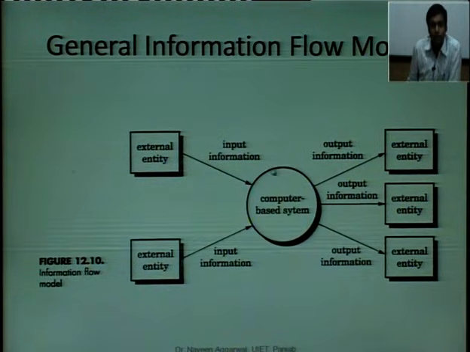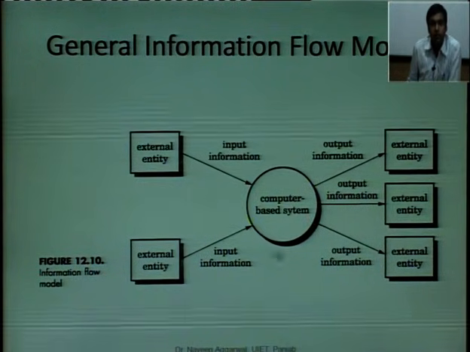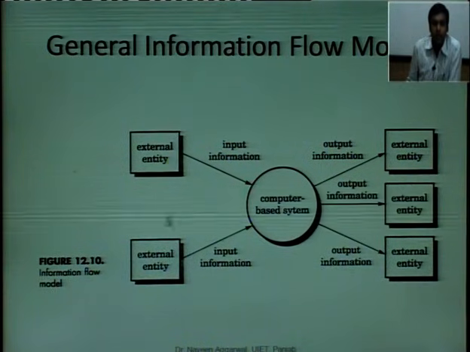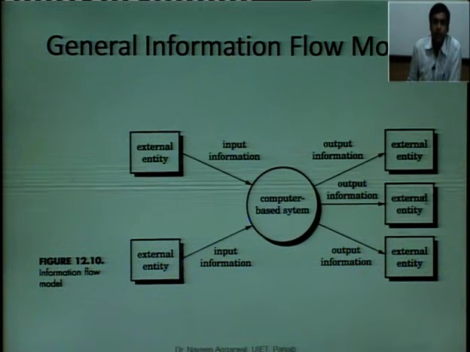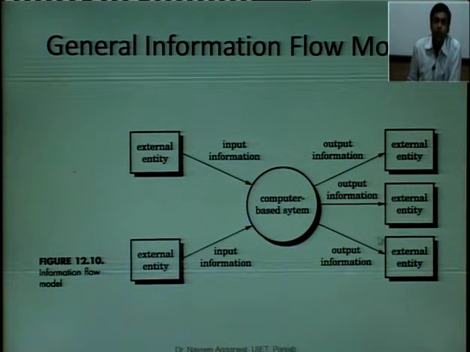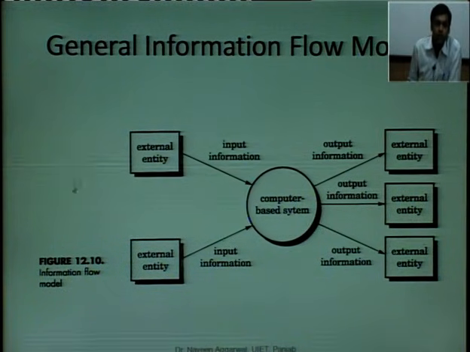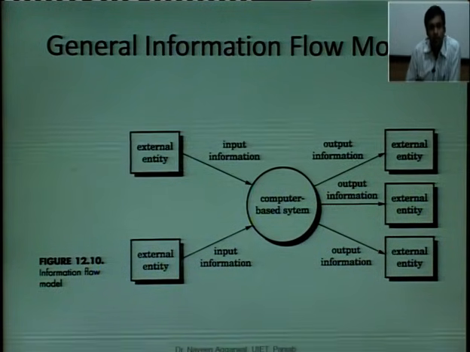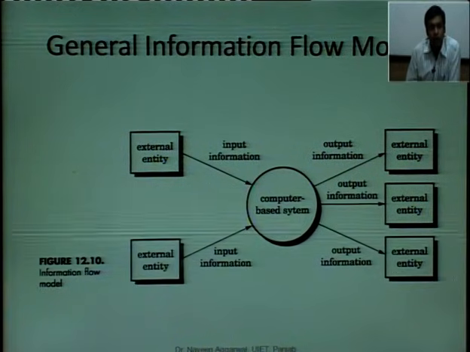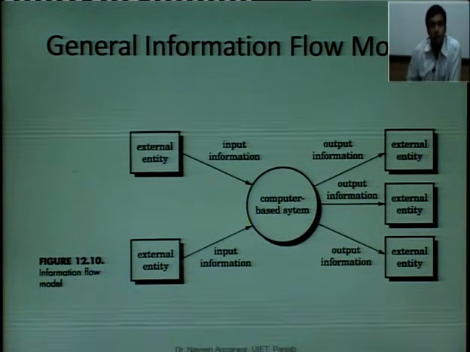So let's say whatever software that you are developing is in this ellipse, you define the external entities from where input is coming on one side, and the other external entity to where the output is going on the other side. So this is actually the first diagram, which is easily understandable by the different customers, so they can understand from where information is coming and where it is going.